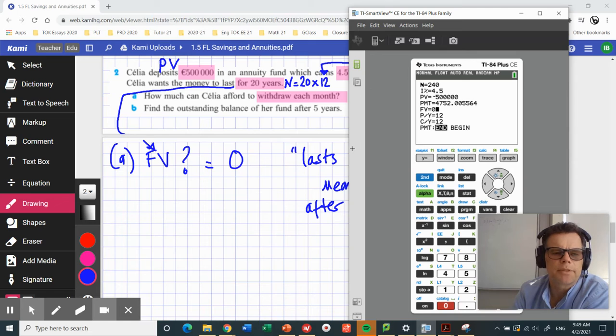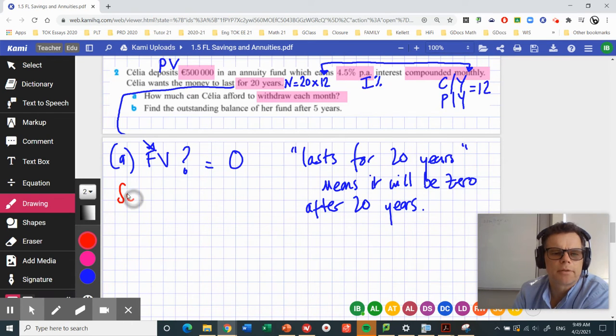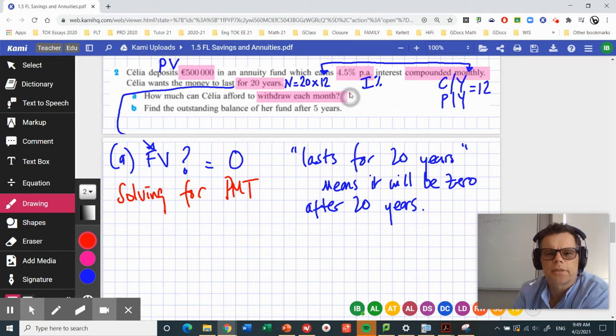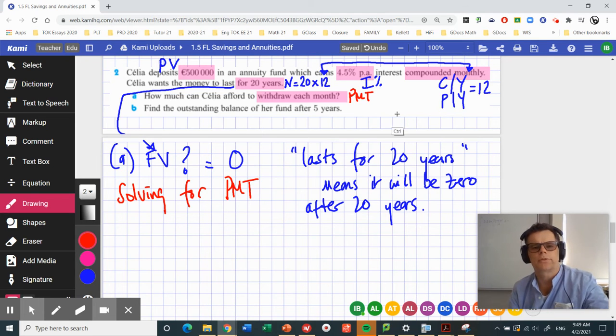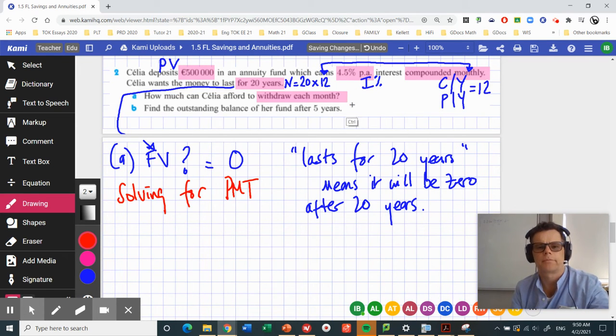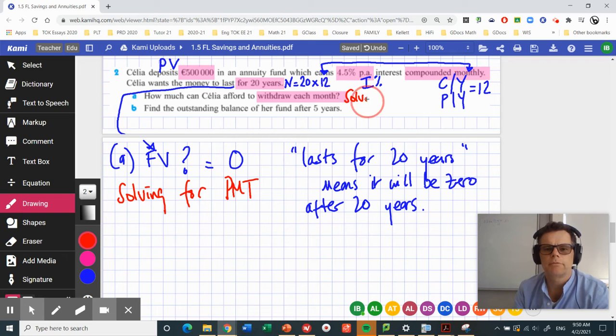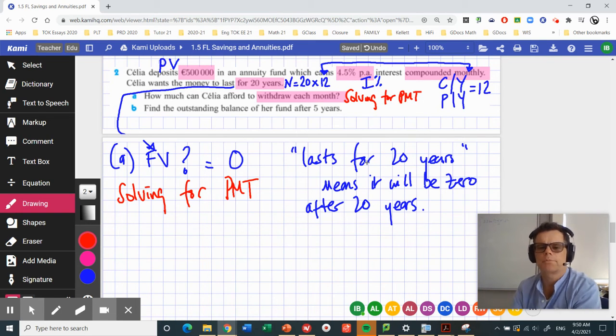And that's PMT. We're solving for PMT, which is payments per term. So I'll just write: solving for PMT, payments per term. Okay, so that's how we do these questions.